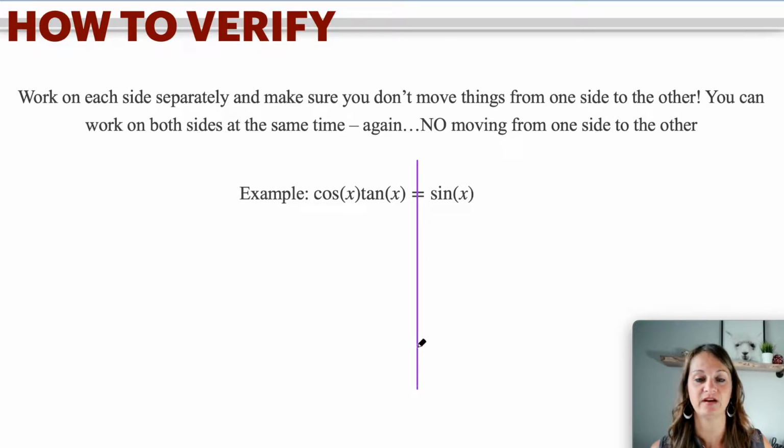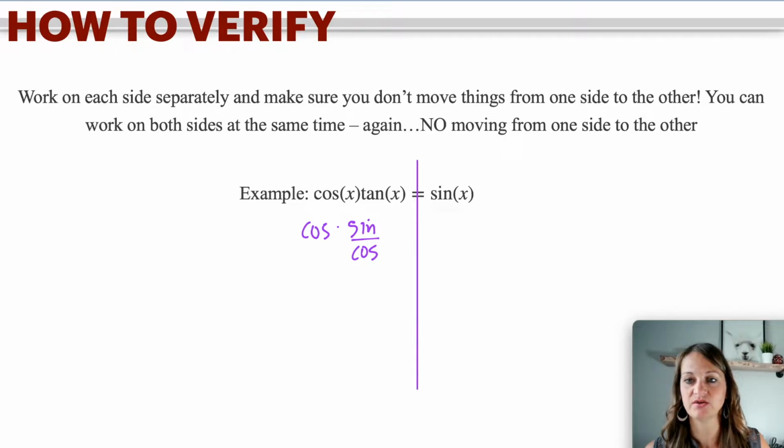So whenever you're verifying, you need to put a line down the equals to make sure that you do not cross it. And the point is you are attempting to make one side look exactly like the other side. So for example, we are going to simplify the left-hand side to see if we can make it look like the right-hand side. So tangent, we know, is sine over cosine. And we also know that you can divide a cosine out, leaving me sine, which we have now verified to the other side.